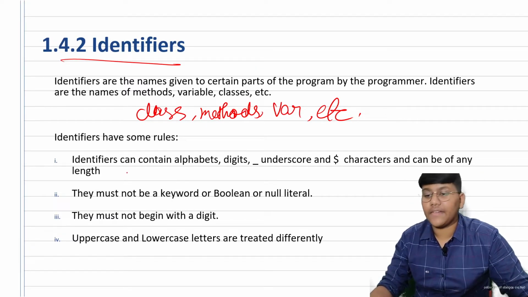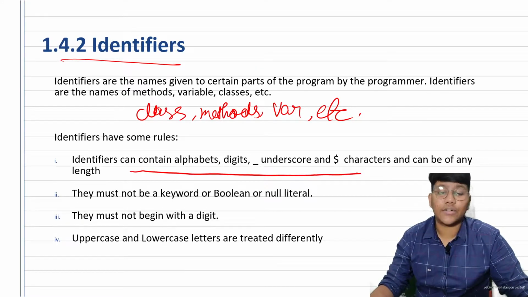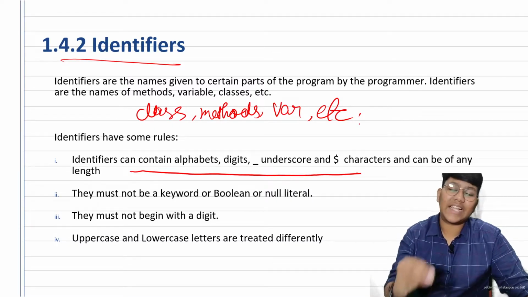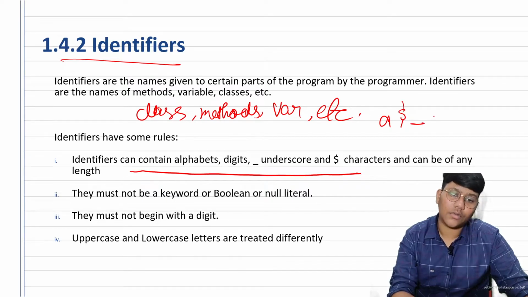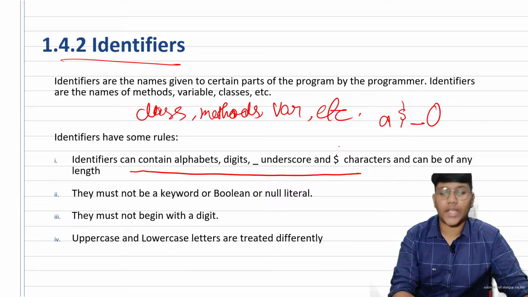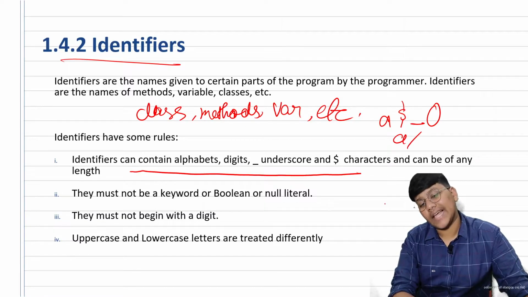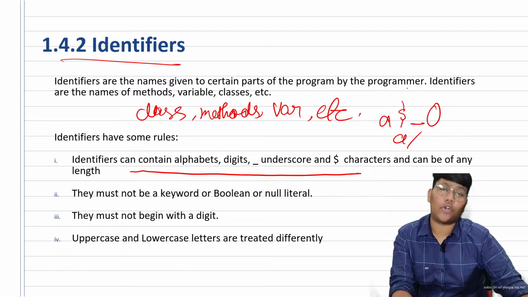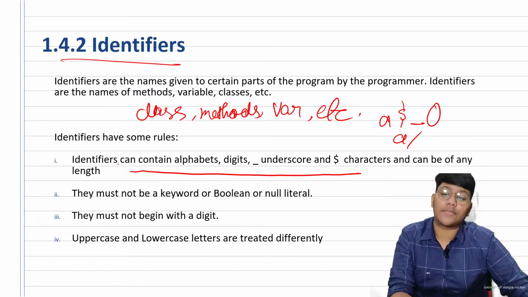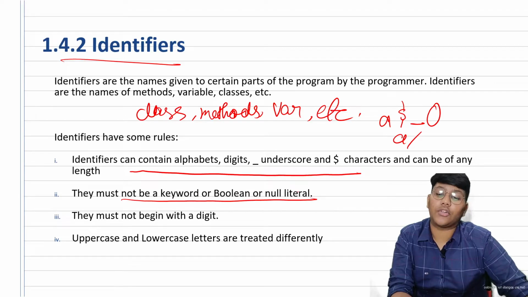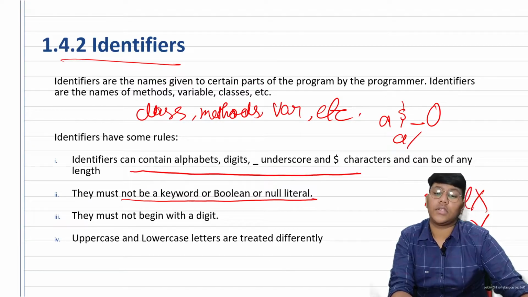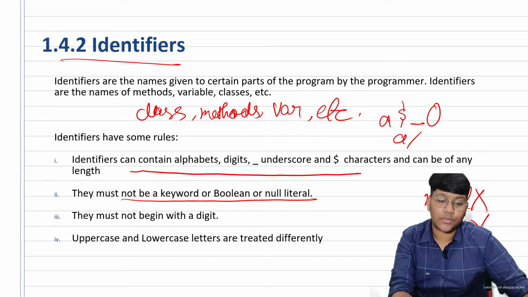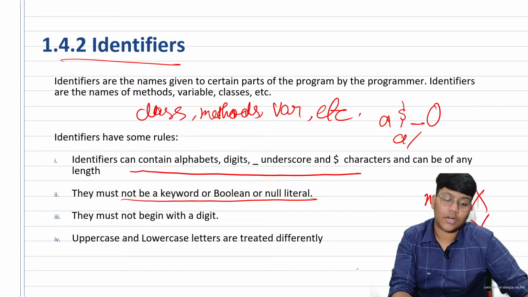Identifiers have some rules. An identifier can contain alphabets, digits, underscores, and dollar. So, for example, it can contain A star underscore 0, but it cannot contain a slash. It will not be a valid identifier. They must not be a keyword or a boolean or a null literal. An identifier cannot be null. An identifier cannot be true or false. An identifier cannot be a keyword, for example, switch, class.